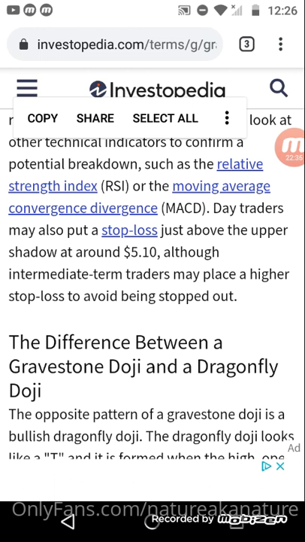Next, we're going to talk about candlestick patterns, and single candlestick patterns and stuff like that. All right, so these are Dojis.